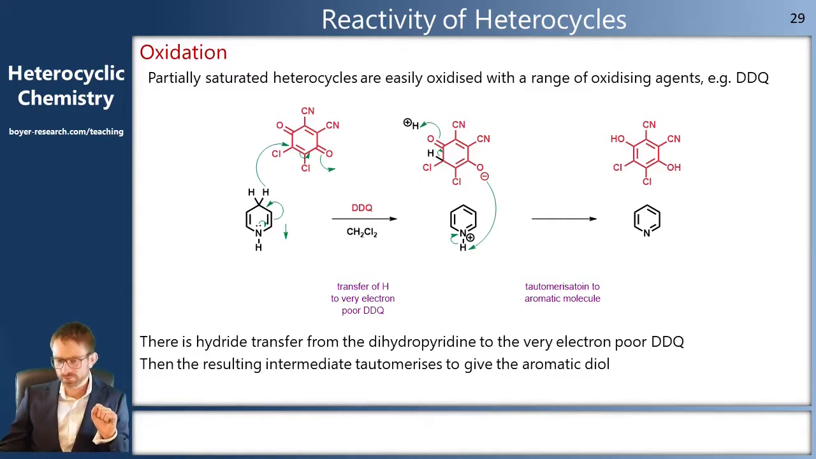and so it readily accepts a hydride or an electron. So we can draw a mechanism whereby the lone pair of the nitrogen comes in and pushes out one of the H's as an H- to make a new bond to the DDQ. And the driving force for this is that after the first step, the DDQ could tautomerize, and this gives us a completely aromatic diol species, which can remove the proton from our pyridine and give us that product.